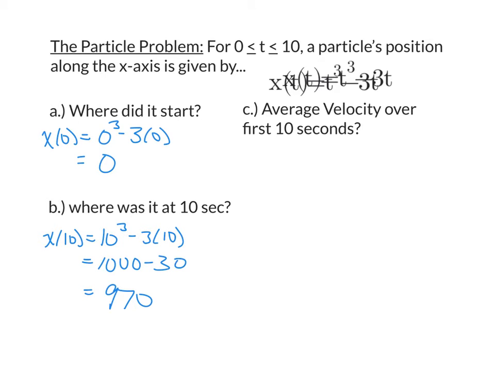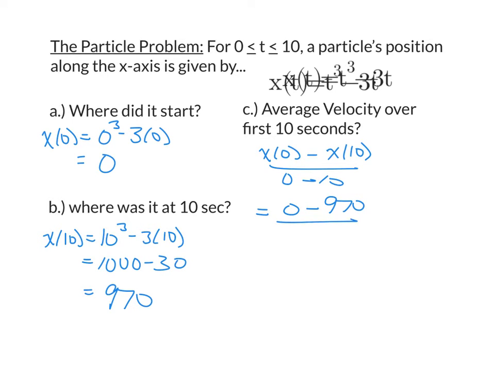Then getting into part C, finding the average velocity. Remember, the average velocity is finding that rate of change over this entire interval. So it's not the derivative, it's more like a slope, it's a rate of change. So we're trying to find the change in position from 0 to 10 seconds over the change in time from 0 to 10 seconds. In this case, it started at 0. After 10 seconds, it was at 970. And then we divide by 10. So 970 over 10 leaves us with 97 units per second.